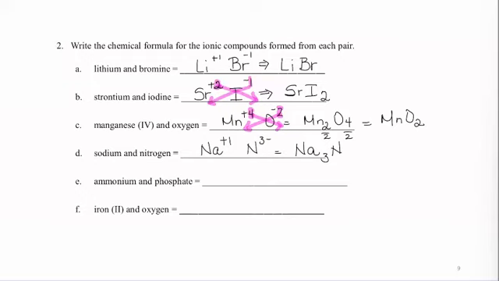Next one, ammonium and phosphate. Excellent job. It's going to be NH4, positive 1. Phosphate is PO4 minus 3. So that means NH4 is now going to have a subscript of 3. But then PO4, since it has a subscript of 1, we don't put parentheses on it.